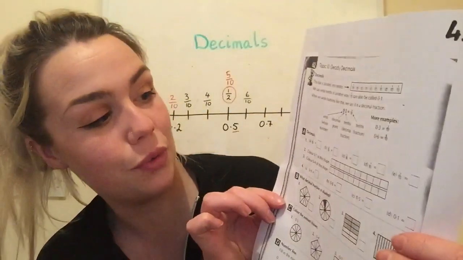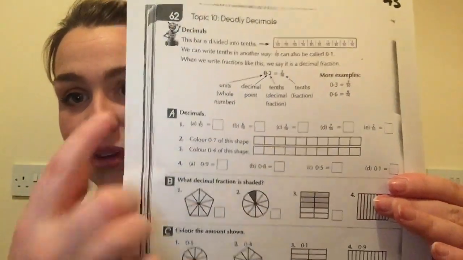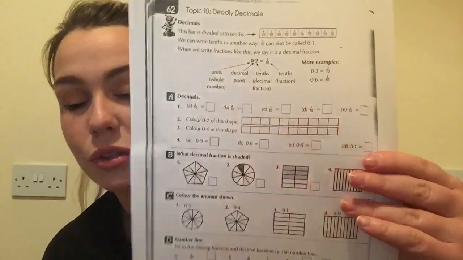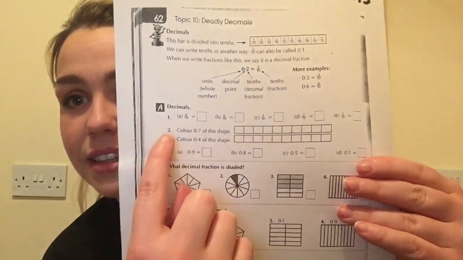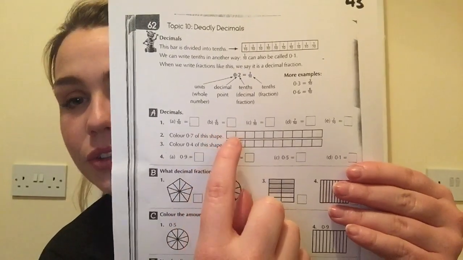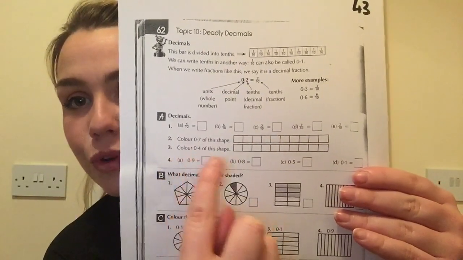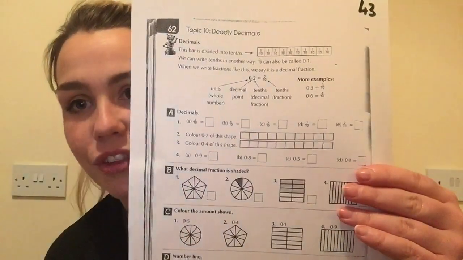So the first one you have up is 4/10. What's that as a decimal? That's what it's asking you, okay? You're going to be well able to do those because we've practiced them so much in this lesson. Then question 2 is colour 0.7 of the shape. So you have to colour in 7/10. Then it says colour in 0.4 of the shape. You should be well able for that.